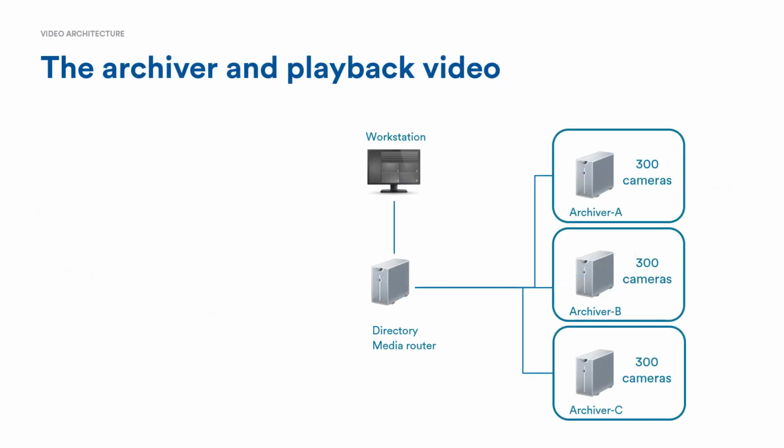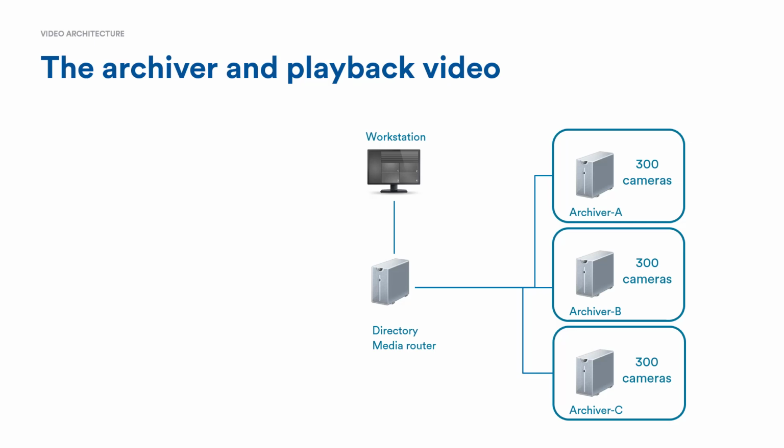The archiver and playback video. In a big system, we might have many cameras across multiple archivers. Each archiver has its own storage and its own index of recordings in its own local database. So if I'm looking for a specific recording from a specific camera, how is that done? The workstation doesn't know in which archiver the camera is connected to, so the workstation doesn't know which database should be searched.